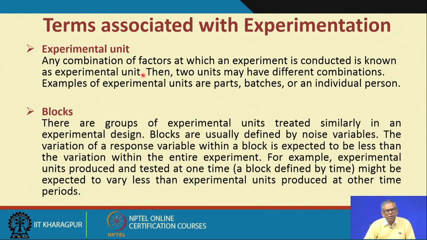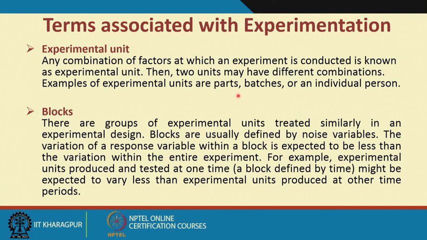There could be many other combinations, say low level of A, low level of B and low level of C. That is another combination. Among the three factors there could be different combinations depending on how many levels you have in each factor. Each combination is referred to as an experimental unit. Two units may have different combinations. Examples of experimental units are parts, batches or an individual person.